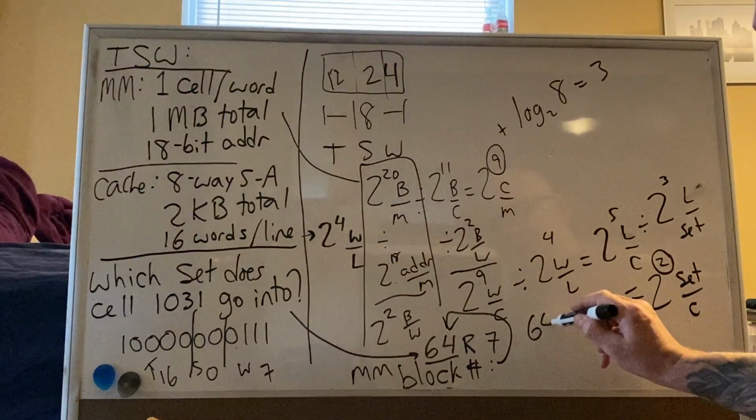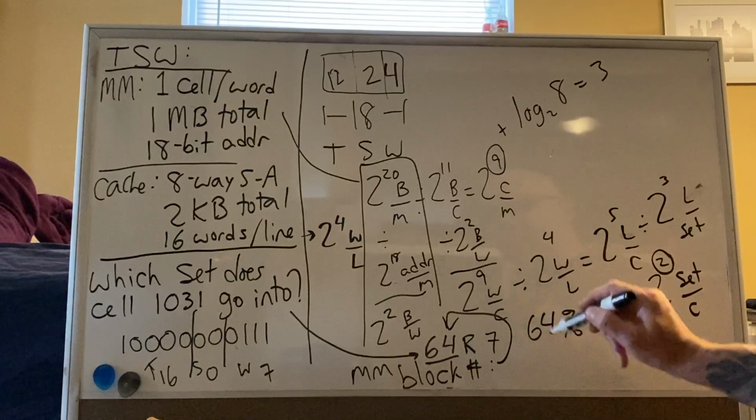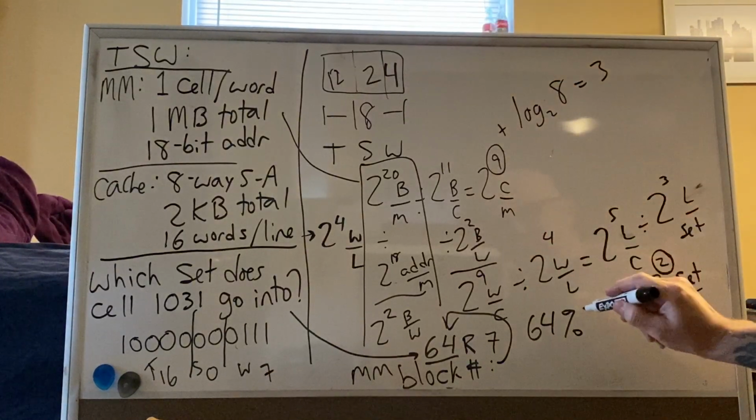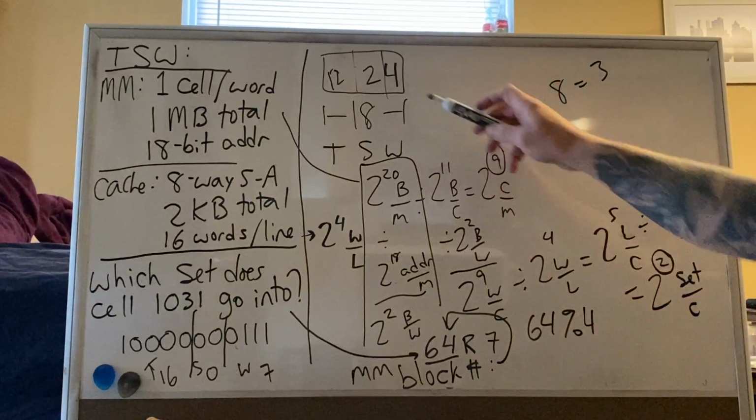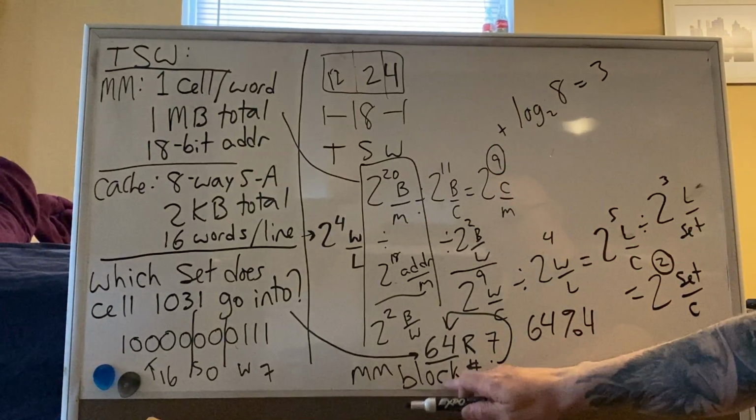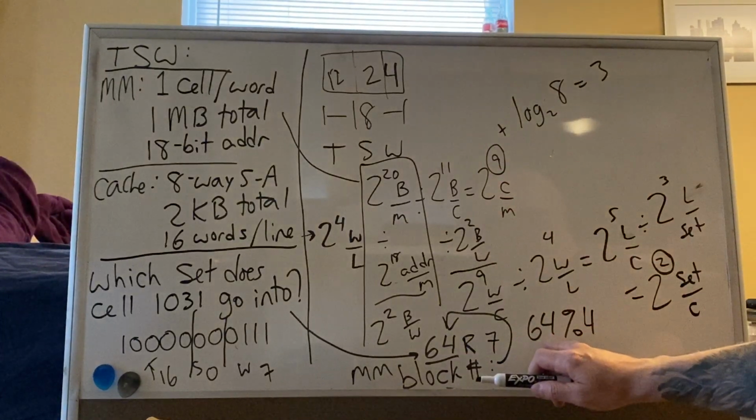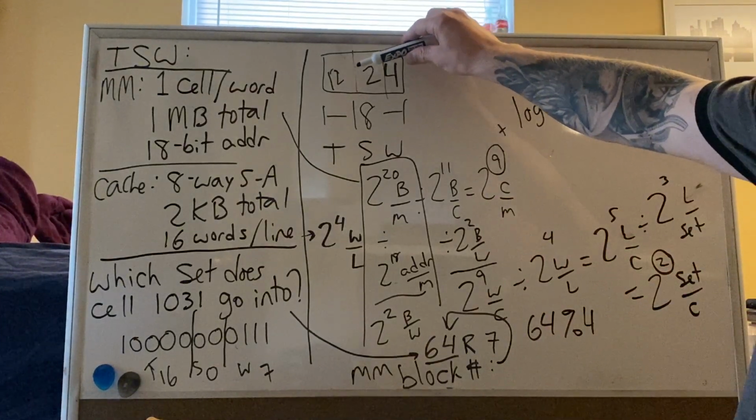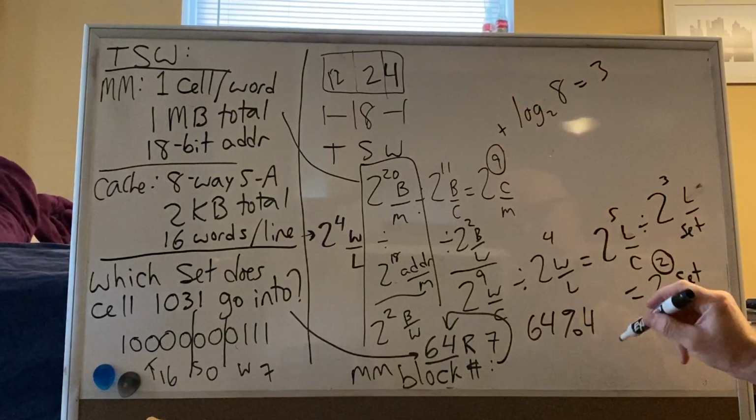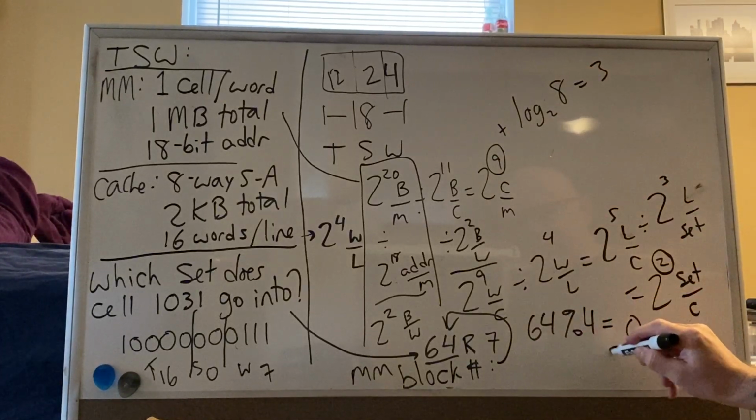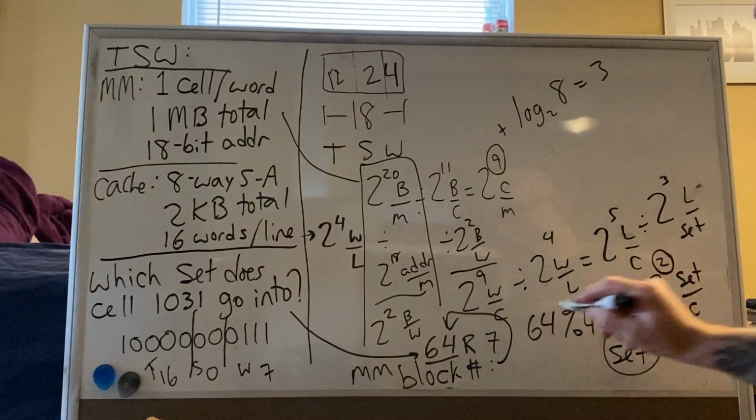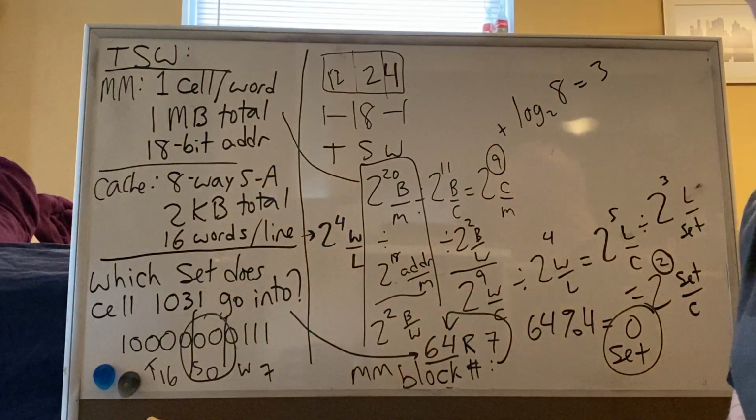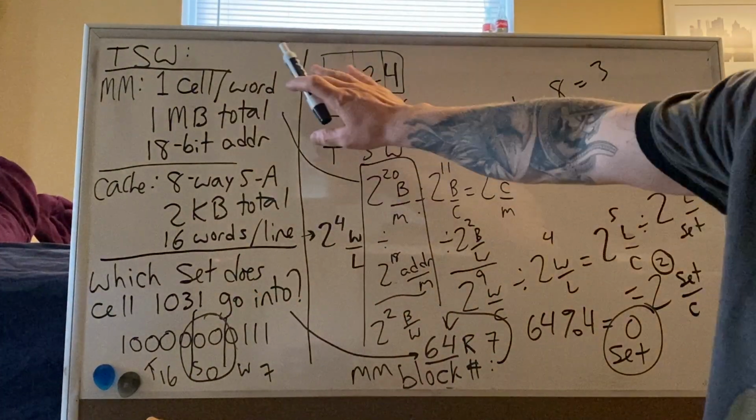And if I do 64 mod how many sets there are? There's 4. So block 64 could go in sets 0, 1, 2, or 3. This is indicating there are 4 sets. And it goes into set 0, which confirms what we had here. That's how we can answer those 2 questions.